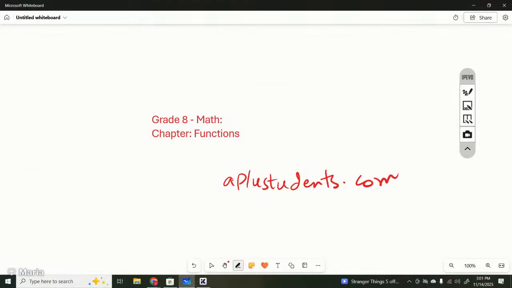There you can find a list of the chapters. Scroll down to grade 8 math. There you can find a list of the chapters. We're going to start with the chapter functions. So please make sure you have your notebook and pencil so that you can note down the important examples and definitions as well.